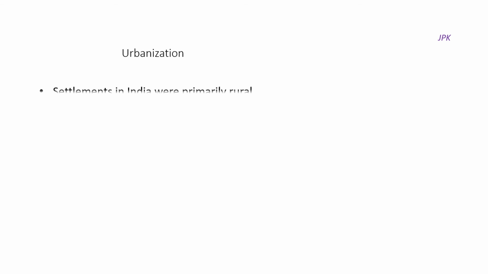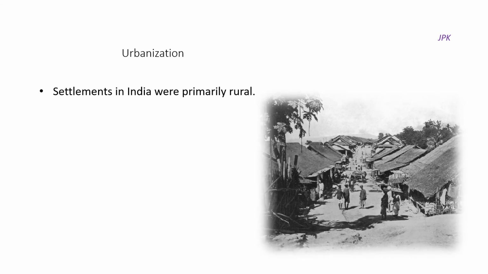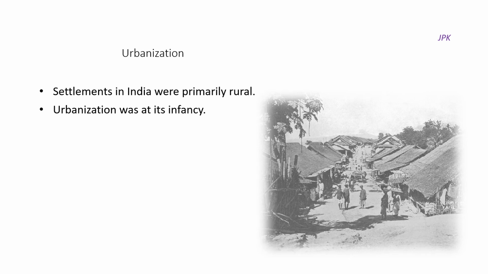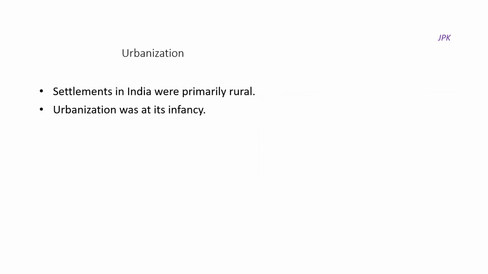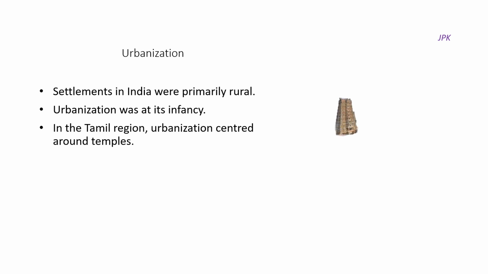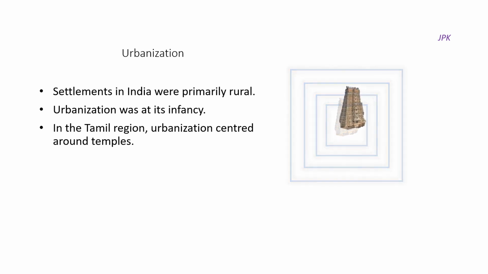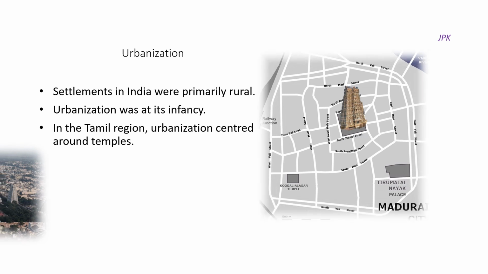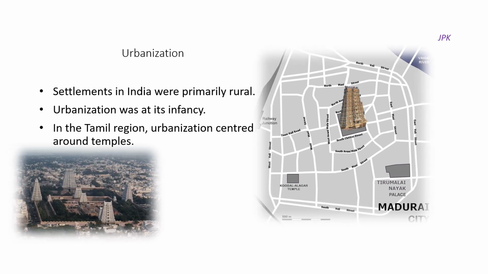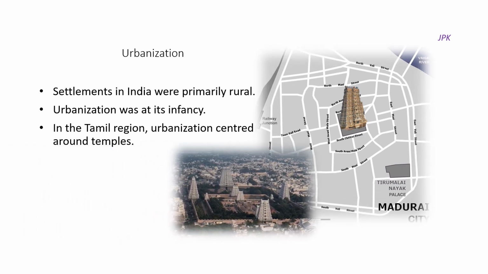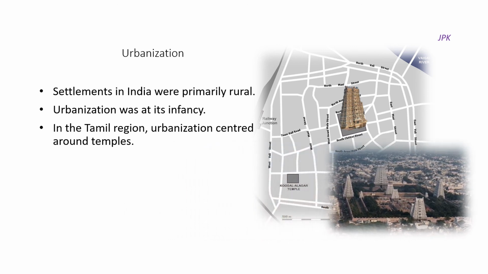Urbanization. In those days, people lived in small villages. Kings and rulers built cities to showcase their ingenuity and prosperity. In Tamilagam, temples were the center of worship as well as attraction. And so people settled around temples, which subsequently resulted in urbanization.